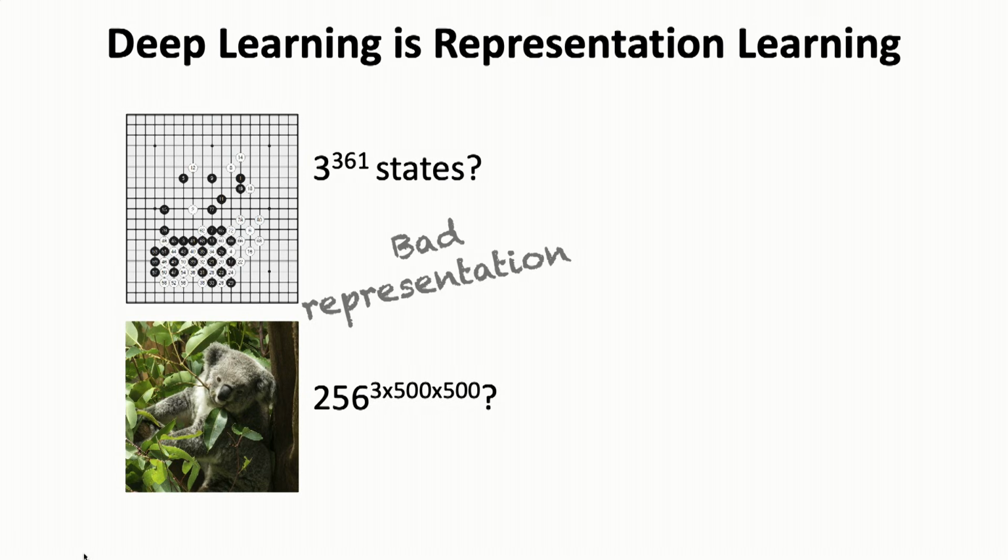And if we put everything together, then we will have 256 to the power of 3 by 500 by 500 different states, just for a very small image. And if our computer vision algorithm directly operates on this raw pixel space, and if the algorithm is going to either enumerate or memorize this state space, then we will never solve the computer vision problem, because this problem is even more intractable than the problem of Go playing.